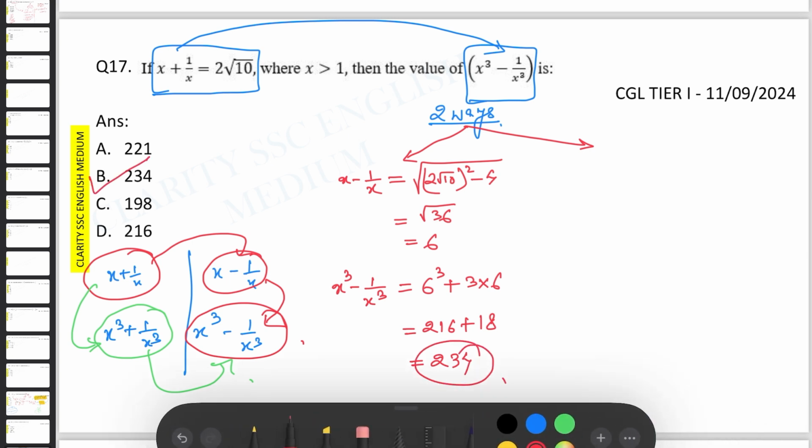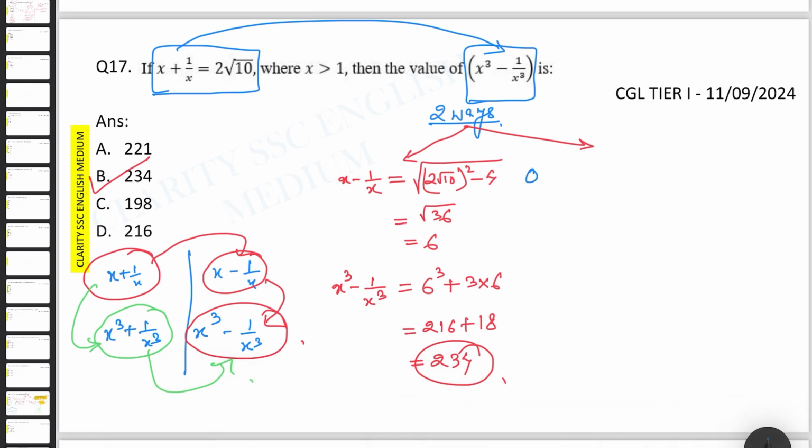But I will tell you the second method, how to solve it. I will write with green because I have written green here. X plus 1 by x is 2 root over 10. So what will be the value of x cube plus 1 by x cube? It's nothing but 2 root over 10 whole cube minus 3 into 2 root over 10, because we know that the formula is n cube minus 3n.